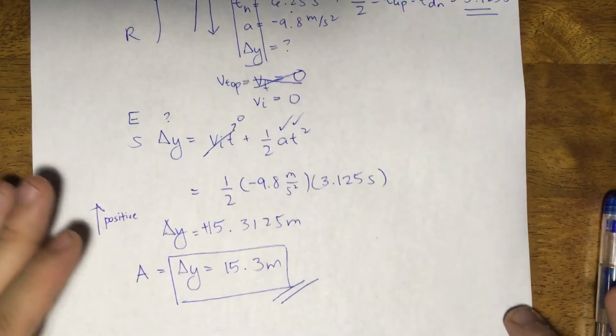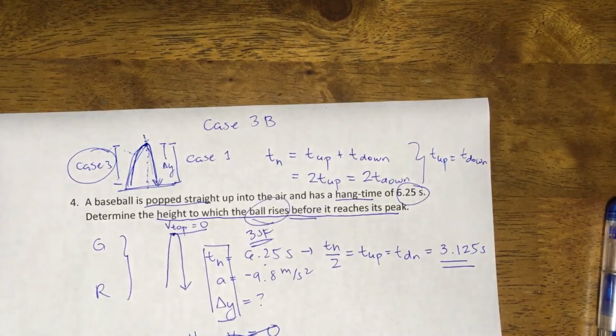Okay, so this is case 3b, which means going up and then going down. The best way to think about it would be, think about a basketball. When you're taking a shot, it goes up, and then it slows down as you go to the very top, and then as you go down, it curves down back again like a parabola.